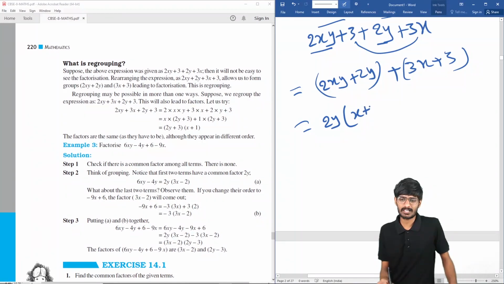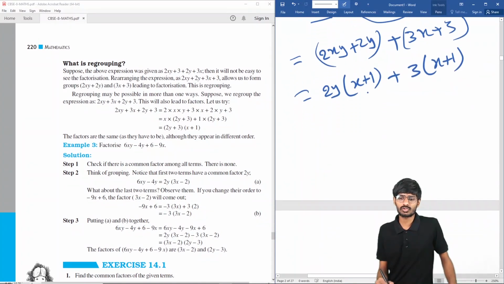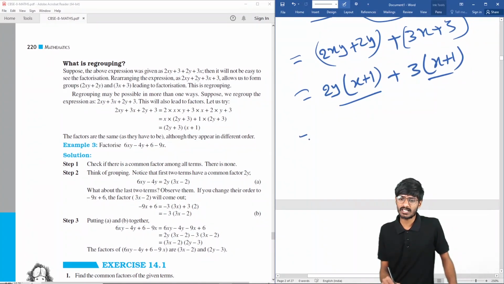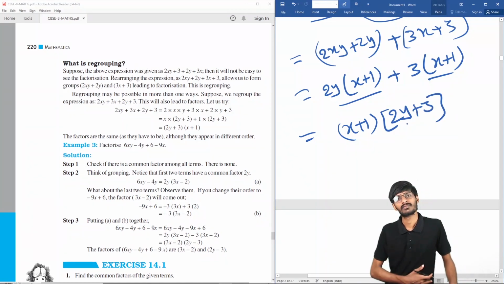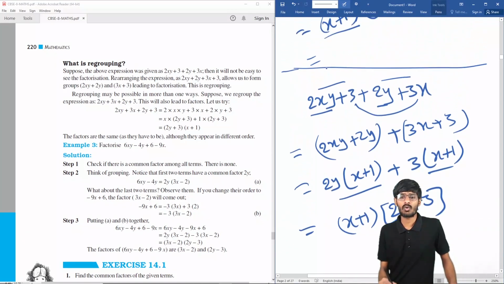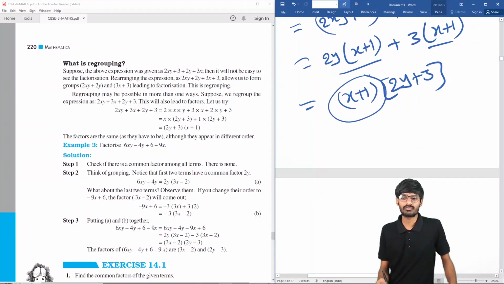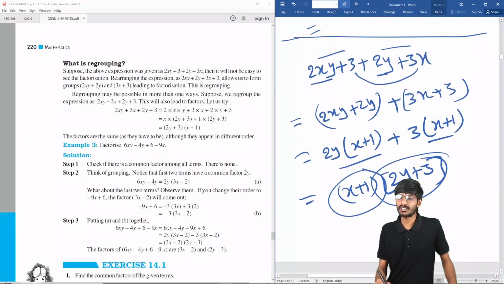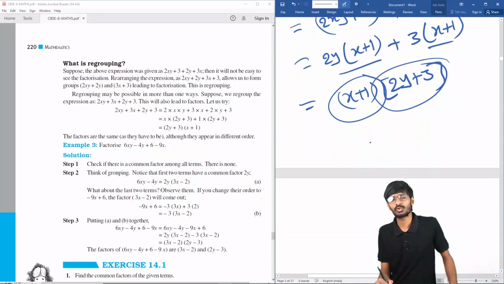Okay students, if you do like that, what you will get here: 2y is the common factor, and what you get is x plus 1, and here 3 is the common factor, and what you get is x plus 1. So the four terms are reduced to two terms, and in the two terms there is a common factor, that is x plus 1. If you take it out, what is remaining is 2y plus 3. Thus the whole expression is reduced into two factors.